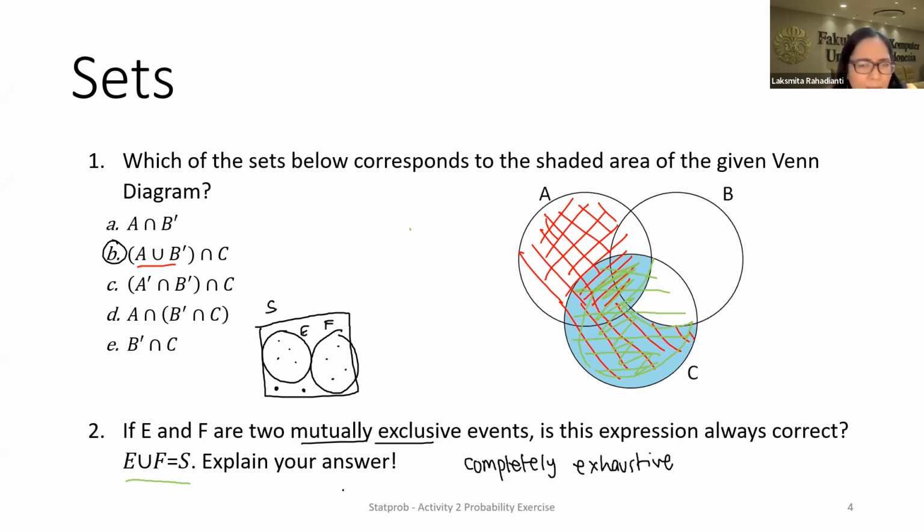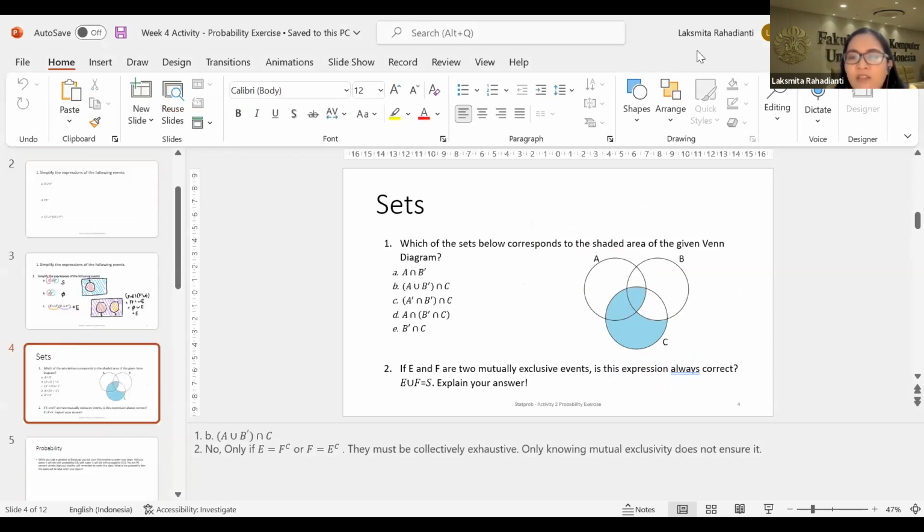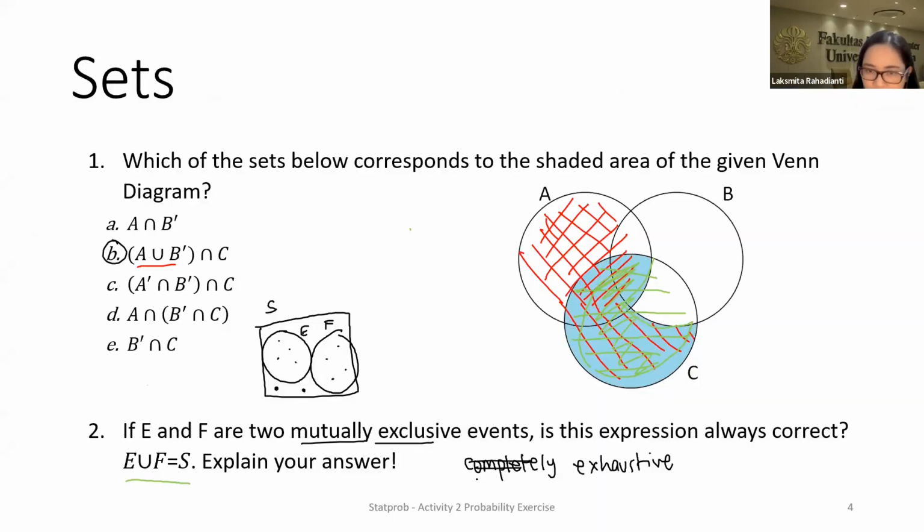I remember it's CE. Let's open my cheat sheet for a second. Collectively exhaustive. Okay, so not that far off. They have to be collectively, not completely, exhaustive. So the answer is only if E and F are collectively exhaustive, this expression would be correct.